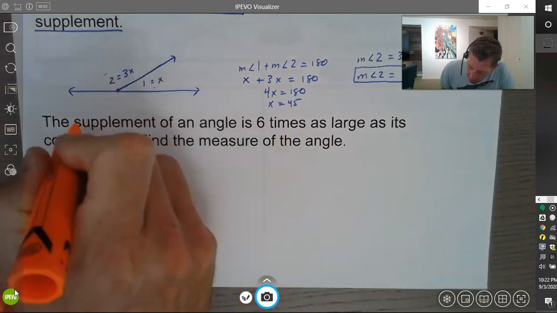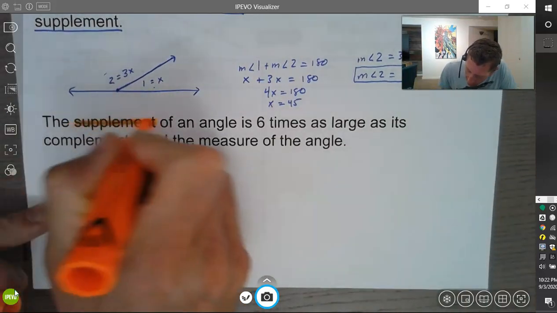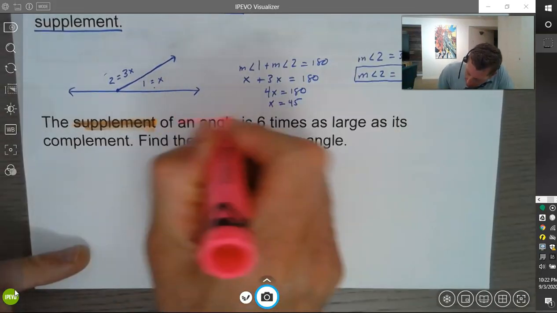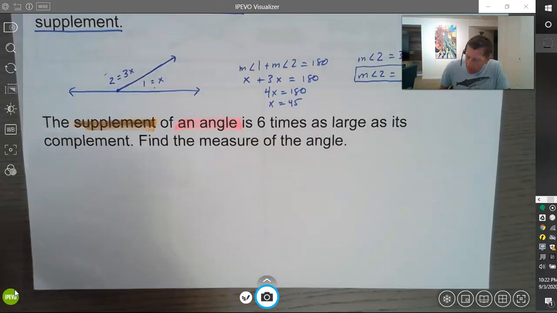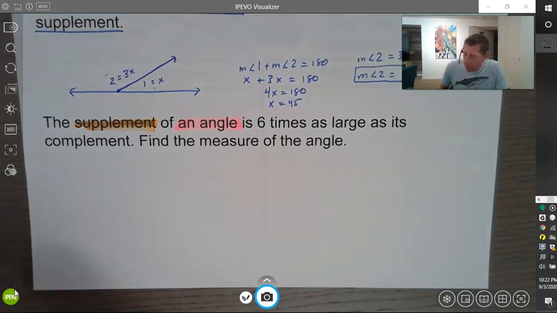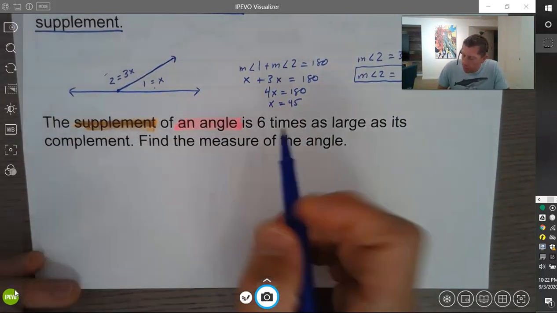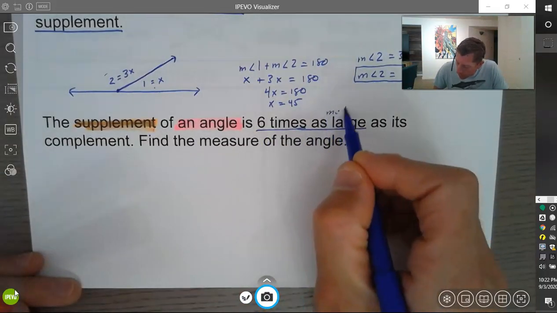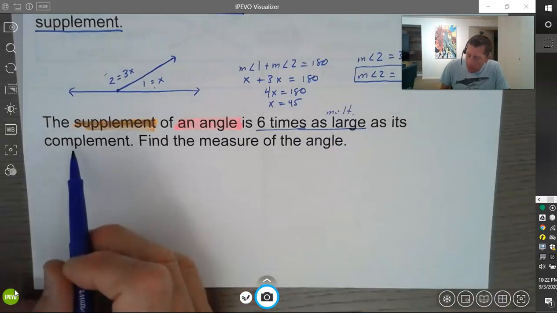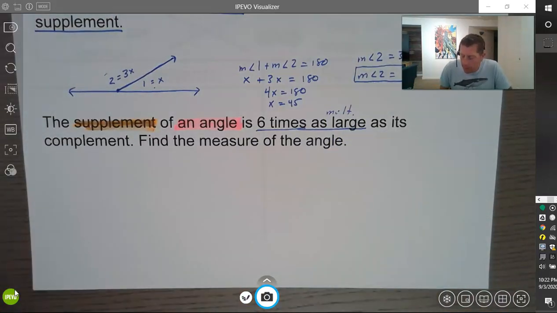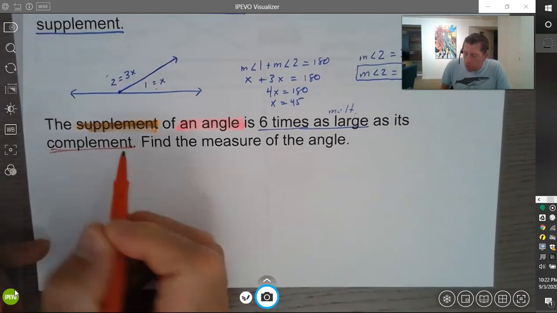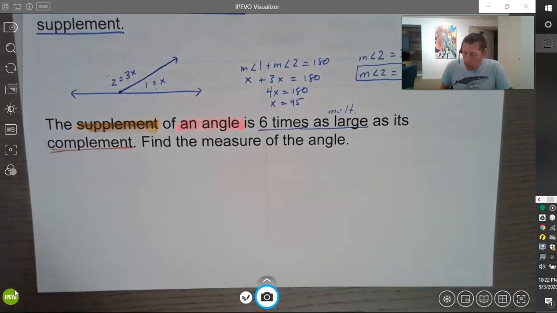So we have the supplement of an angle, which I'll highlight in orange, and then we have the angle itself, and I'll put that one in pink. Is 6 times as large. So 6 times as large, that says multiplication, right? 6 times as large as multiplication as its complement. And its complement, I'm going to underline in red. Okay? So we've got 3 different things that are going on here.